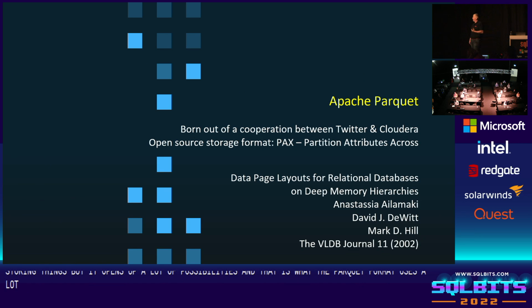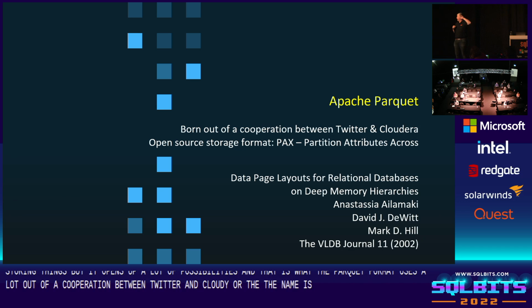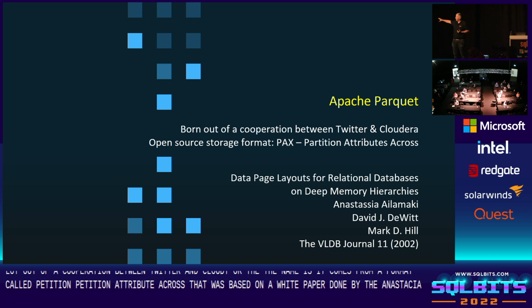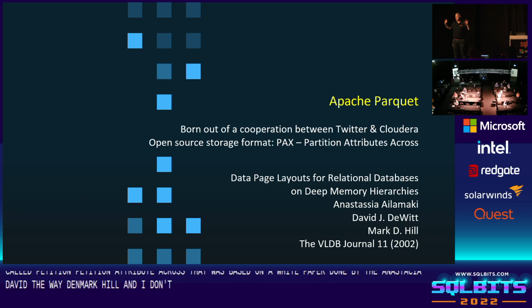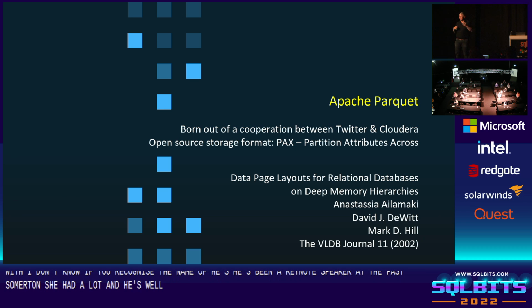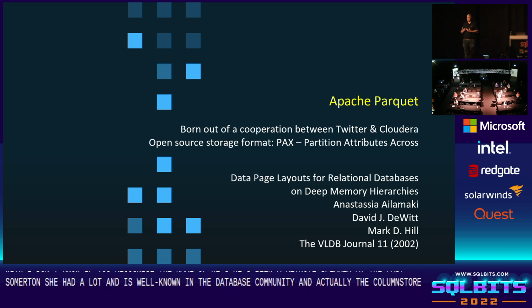Parquet was born out of a cooperation between Twitter and Cloudera. The name comes from a format called, I have to cheat and look, Partition Attributes Across. That was based on a white paper done by Anastasia Ailamaki, David DeWitt, and Mark Hill, and SQL Server people might recognize the name Dave DeWitt. He's been a keynote speaker at the PASS Summit in Seattle a lot, and he's well known in the database community. And actually, the column store format inside SQL Server comes from the same white paper and the same structure.